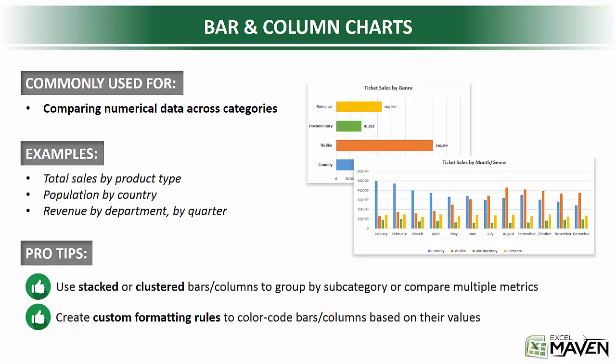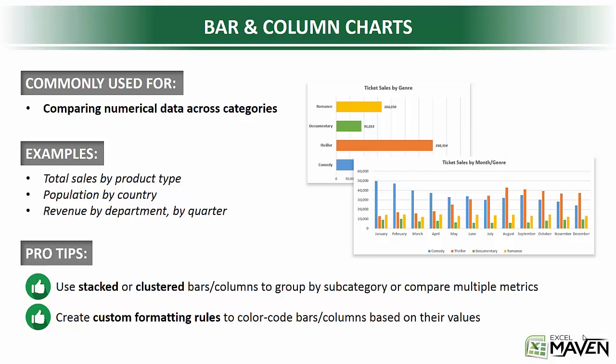So some examples of data sets that you might visualize with bar or column charts include things like total sales by product type, population by different countries, or revenue by department by quarter. So the pro tip here, anytime you're viewing data by multiple categories or multiple subcategories, for instance, by month, by genre, or by department, by quarter, you need to use stacked or clustered bars or columns. That allows you to group by those subcategories or compare multiple metrics. And I'll show you an example of that in just a second.